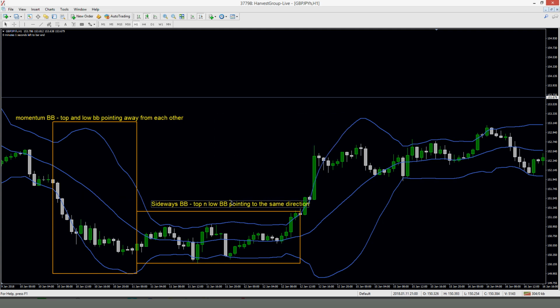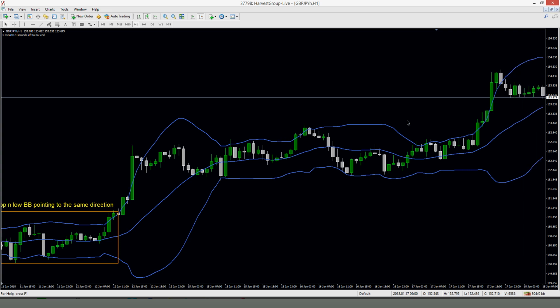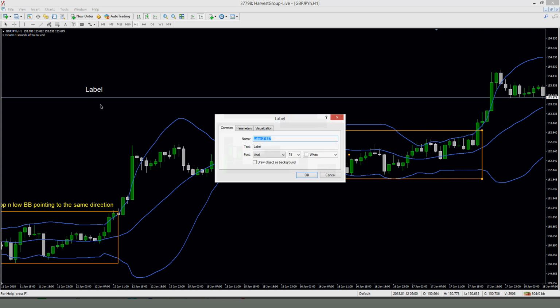All right. So a sideways BB is defined as top and low BB pointing to the same direction. So obviously, you know that the market is ranging, going sideways. So this is a sideways blinker band. Top and low are pointing roughly towards the same direction. As you can see here, there's another sideways blinker band over here, and you have another momentum blinker band over here.